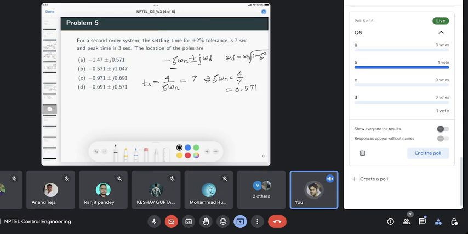Similarly, you are given the peak time, which is simply pi by omega d, and which is given as 3. So you obtain omega d equal to pi by 3, which you can compute, and it's 1.047. So your pole locations are minus 0.571, this is zeta omega n, and omega d, so plus minus j 1.047.